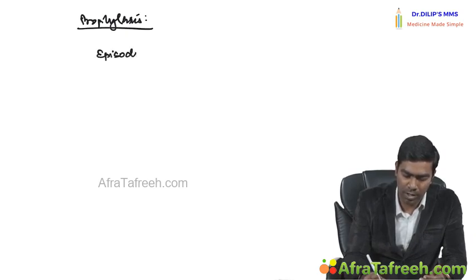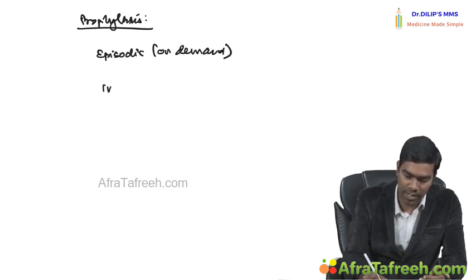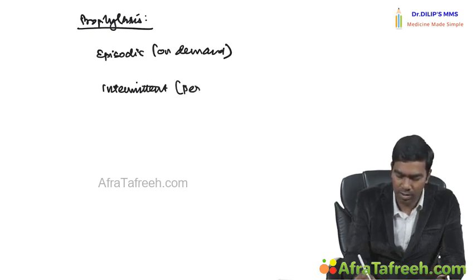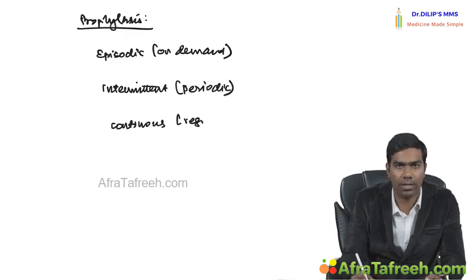One is called episodic or on-demand prophylaxis. Second, you have intermittent or periodic prophylaxis. Third one is called continuous or regular prophylaxis. Clear?